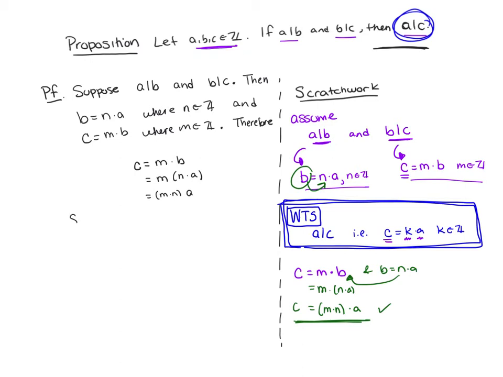So then we can conclude. Since I need this to be an integer, c can be written as an integer times a.